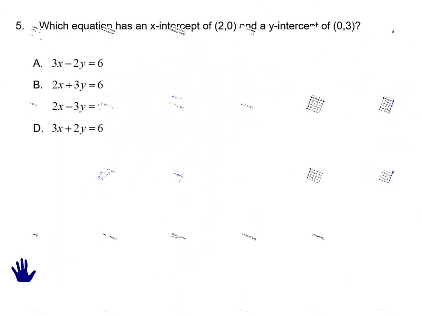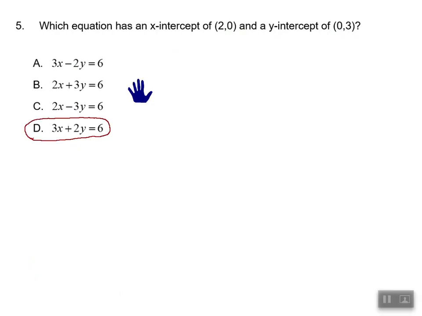All right, I have one last example. I'd like to make this a try. It says which equation would have an x-intercept of 2, 0 and a y-intercept of 0, 3. Please circle which equation would have those two intercepts. Pause the video and try this yourself, and then I'll come back on and make sure that we are correct. Pause now. All right, thanks for working with this one.